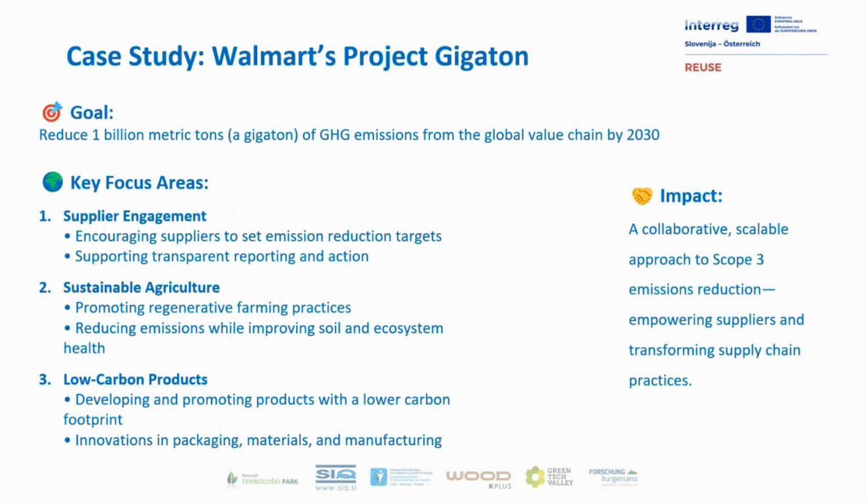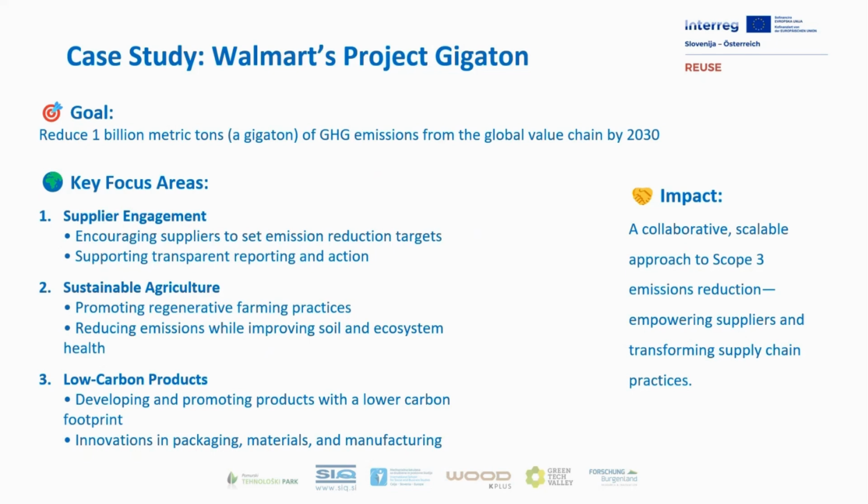Now let's look at the concrete example mentioned before on how a large company is addressing Scope 3 emissions across its value chain. Walmart launched an initiative called Project Gigaton with the goal of reducing 1 billion metric tons, or 1 gigaton, of greenhouse gas emissions from its global value chain by the year 2030. This project is based on a few key areas.